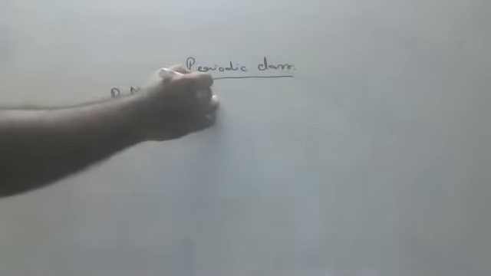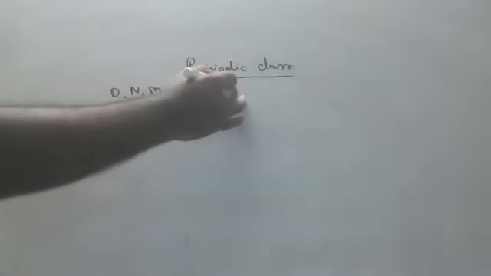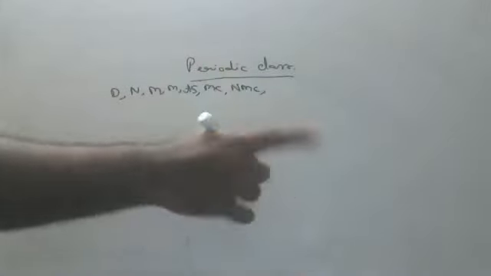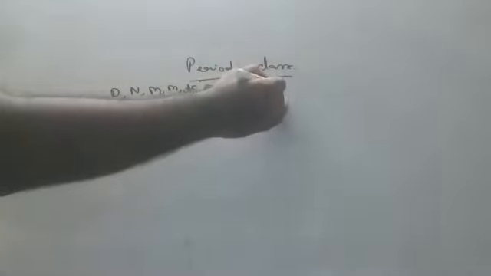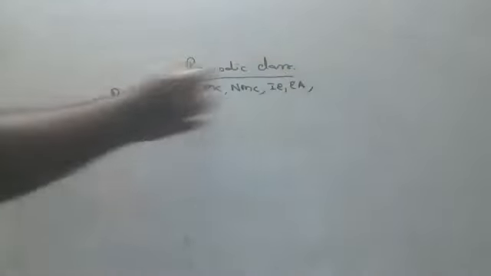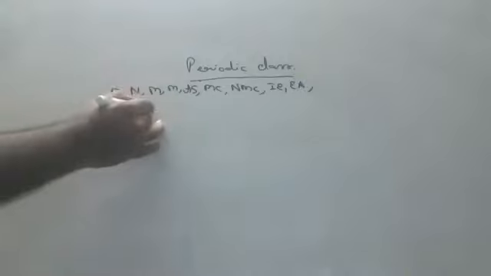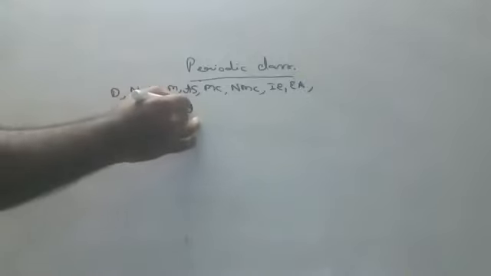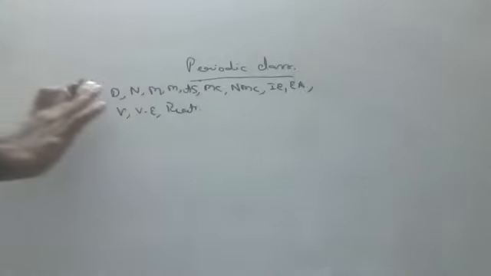I told metallic character, what happens in groups and periods. Non-metallic character, what happens in groups and periods. I told ionization energy. I told electron affinity. Then I told valency, children, and valence electrons. Yesterday I told reactivity also. Okay, this is the end of the lesson, children.